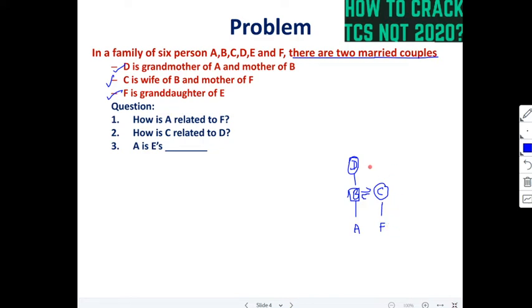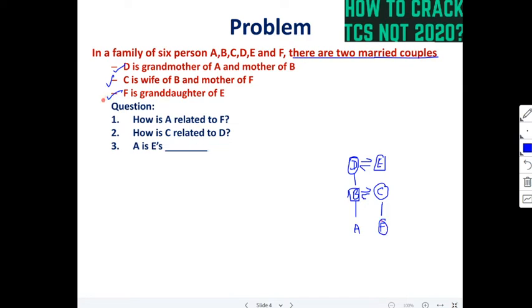Granddaughter of E. We can keep it here, not a problem, but it was told that there are two married couples. One married couple we have identified, so naturally the other married couple should be D and E. So E is a male. Since D and E are a couple, D is a female. So that's all, we have made the chart. Now F is granddaughter of E, so she is a female.